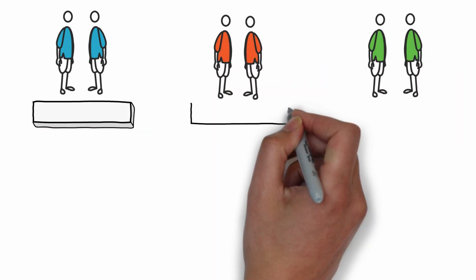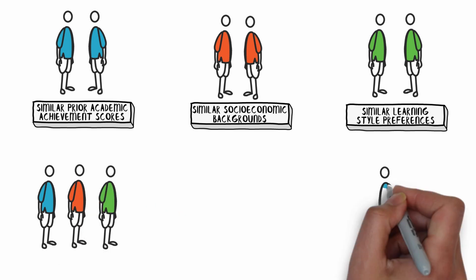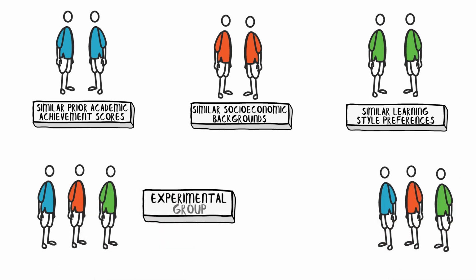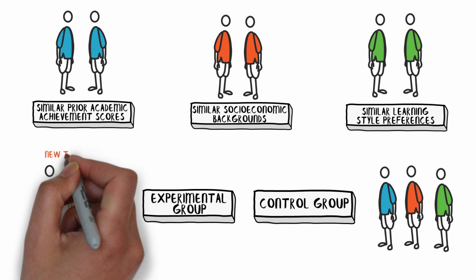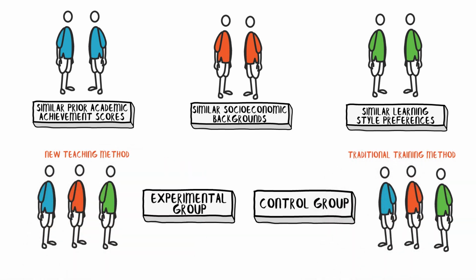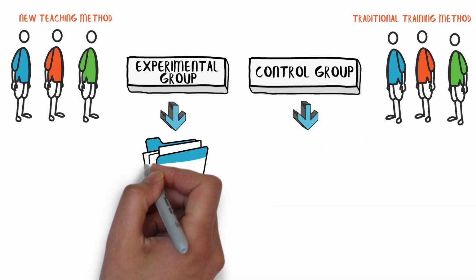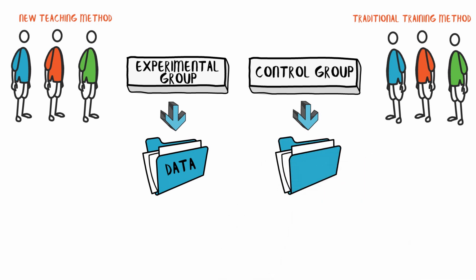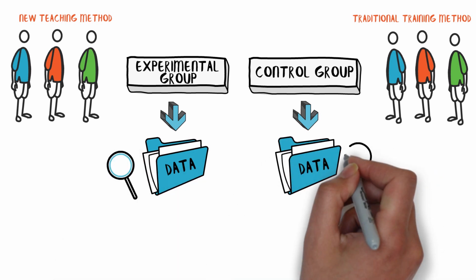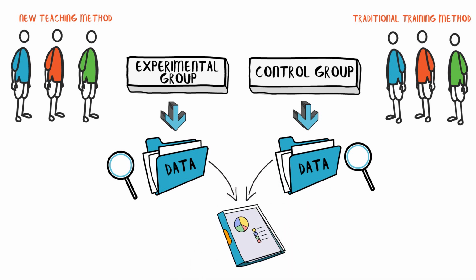The students would be paired based on their similar prior academic achievement scores, similar socioeconomic backgrounds, and similar learning style preferences. Participants would be randomly assigned from each pair to an experimental group, which received the new teaching method, and the other participants would make up the control group, which will receive the traditional teaching method. After collecting the data on academic performance, the data would be analyzed to see if the results lead to the new teaching method having significant improvement in academic performance.